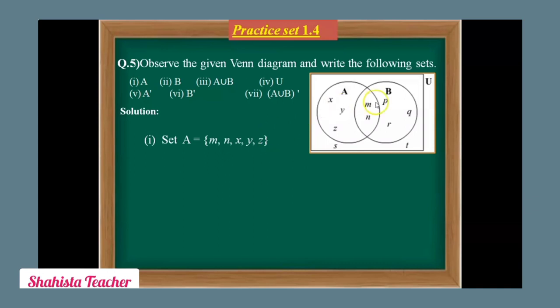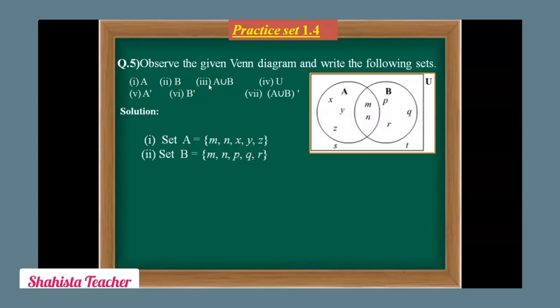Now similarly we will see sub question 2. Sub question 2 is for set B. So set B carries M, N, P, Q, R. So here we will write set B is equal to opening curly bracket M comma N comma P comma Q comma R, curly bracket close.